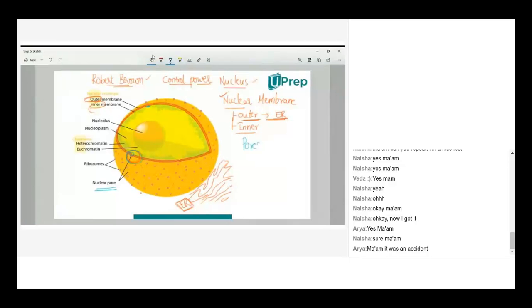So what are these pores? The pores on the nuclear membrane will have proteins called carrier proteins, which will carry materials from outside the cell into the cell nucleus, and materials produced inside the nucleus to the outside of the cell. This transport happens because of the carrier proteins through the pores. Nuclear pores will carry protein molecules or DNA molecules or other biomolecules by means of active or passive transport.